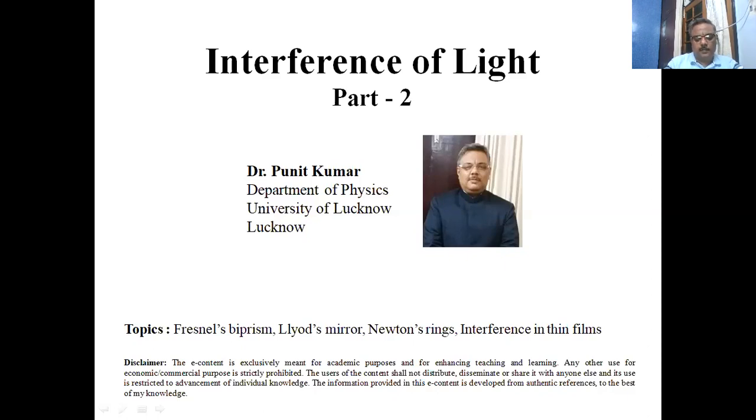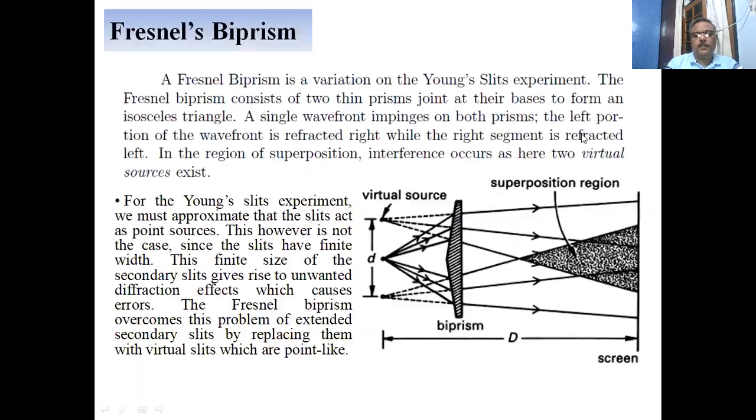We start with Fresnel's biprism. This is a variation of the Young's double slit experiment, and it consists of two prisms which are joined at the bases to form an isosceles triangle. A single wavefront impinges on both the prisms, and at the intersection the left segment of the wavefront is reflected right, while the right segment is reflected left. You can see the rays coming out of the prism.